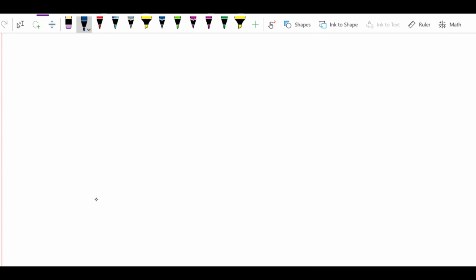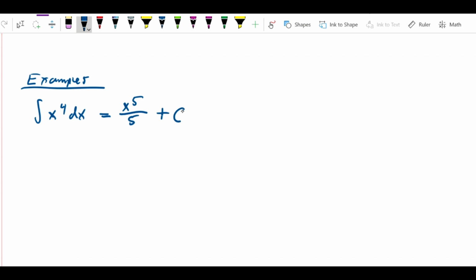So first of all, I'm just going to put up examples here as I write them. So let's find the indefinite integral of x to the fourth dx. This is a very simple power rule example. We simply add 1 to the exponent, so that gives us x to the fifth, and then divide by the resulting new exponent, and then add a plus c afterwards. So, all right, that's example 1. Let's do another example.